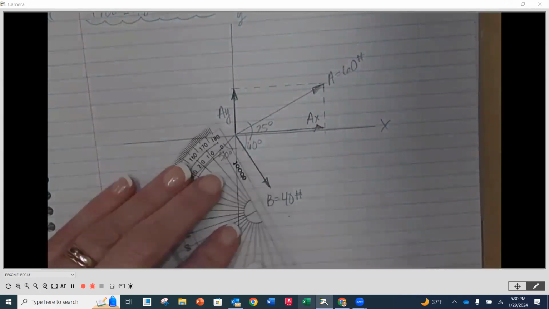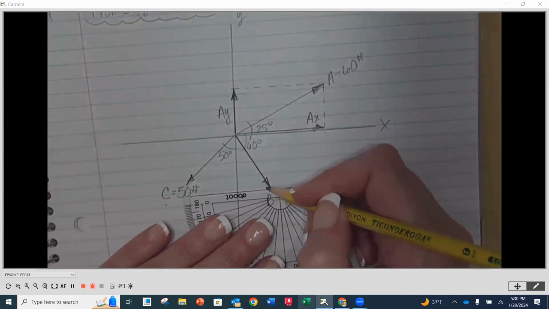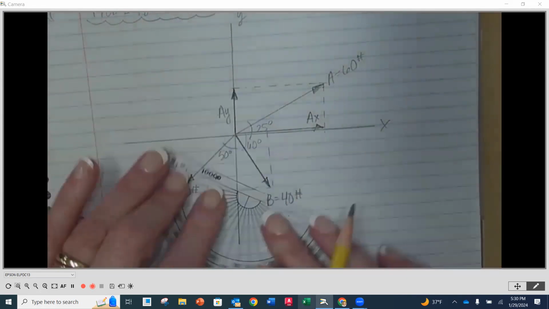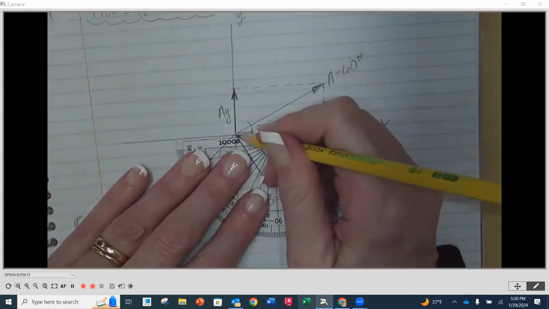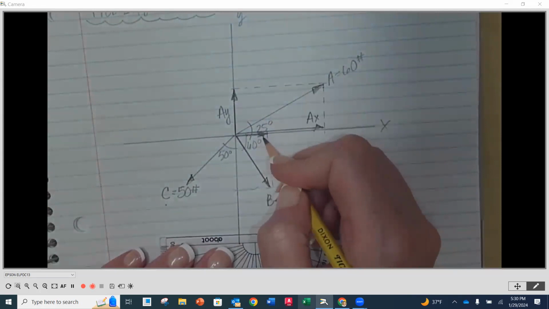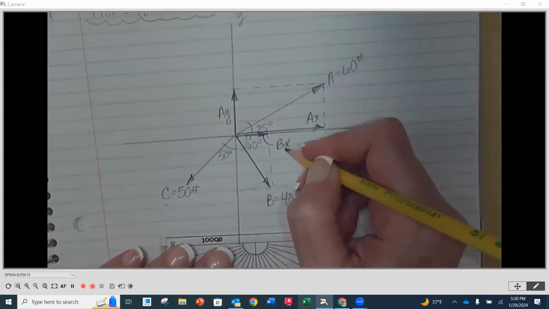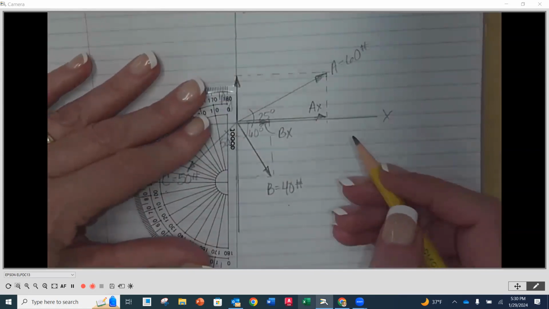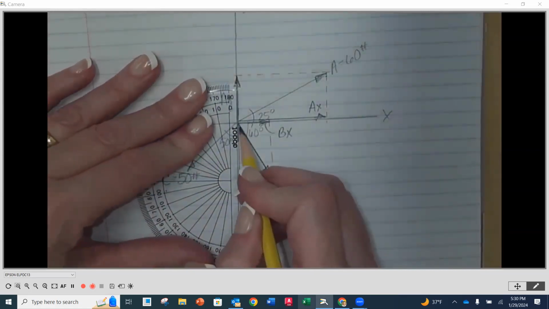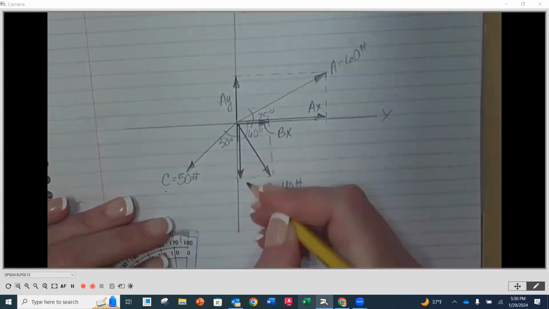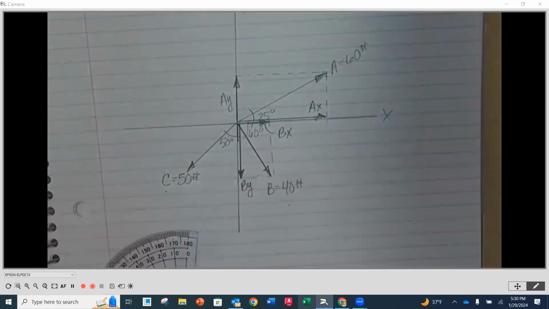And then I'm going to do the same thing for my B force. I'm going to go over and up and then offset from there so I can see it, and an arrowhead. See, I'm getting close. This is going to be my BX, arrowhead on there, and then BY is going to point down right here. This is going to be my BY.